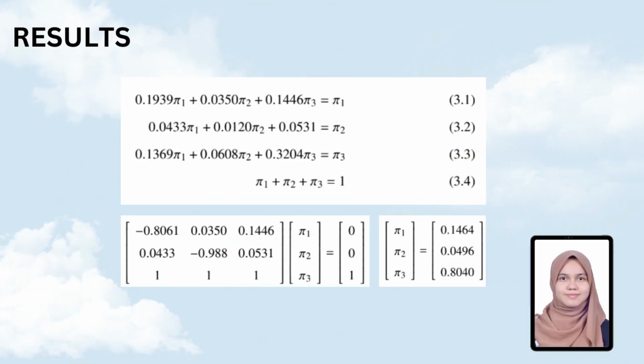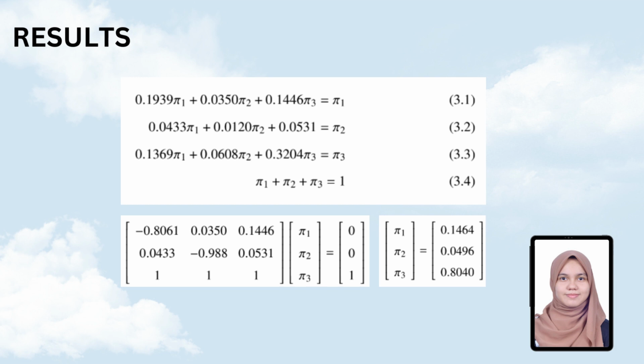After constructing the DTMC diagram, we proceed to solve the problem. From the diagram, we have the equations given, as you can see. Pi 1 denotes no rain, sunny day, pi 2 is rainy day, and pi 3 is cloudy day. We choose equations 3.1, 3.2, and 3.4 to solve the problem. After solving by simultaneous equations, we get pi 1 is 0.1464, pi 2 is 0.0496, and pi 3 is 0.8040.